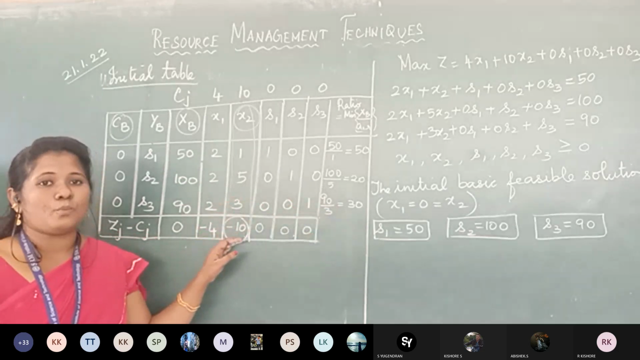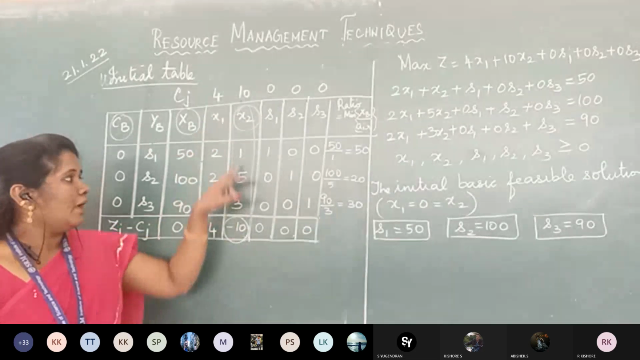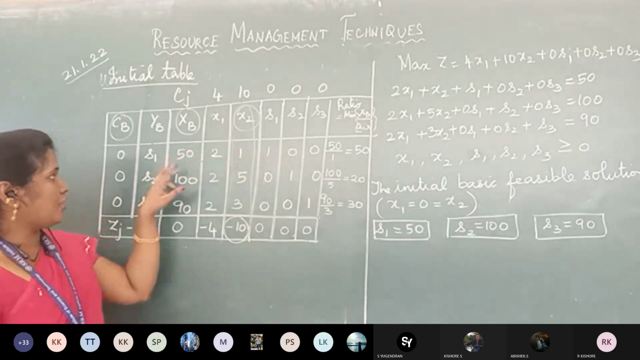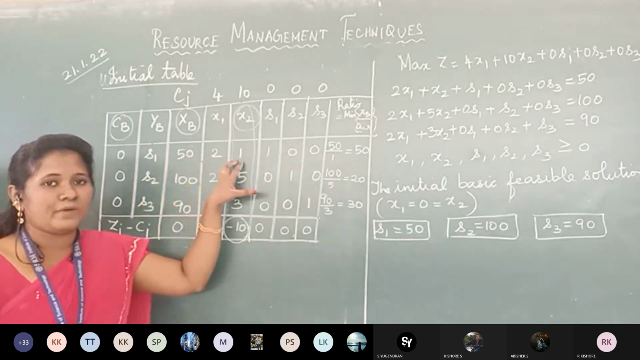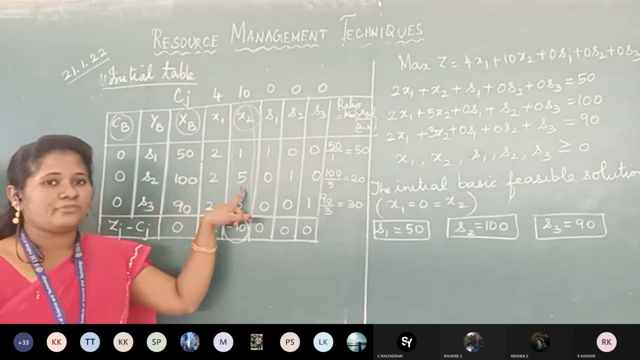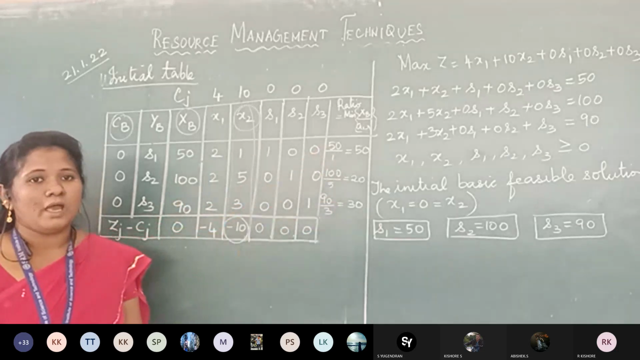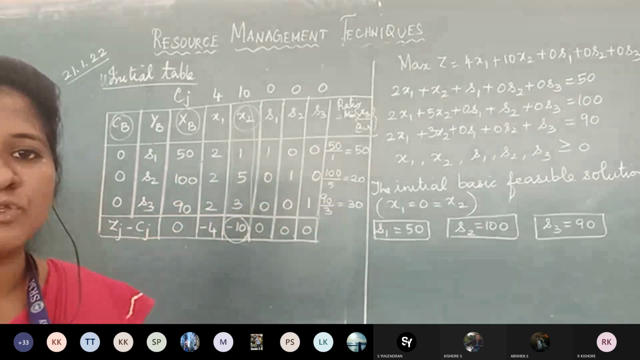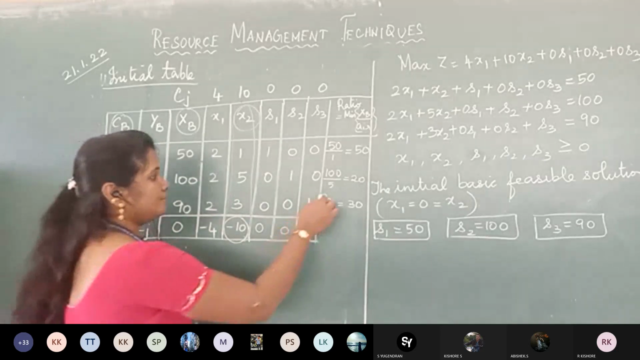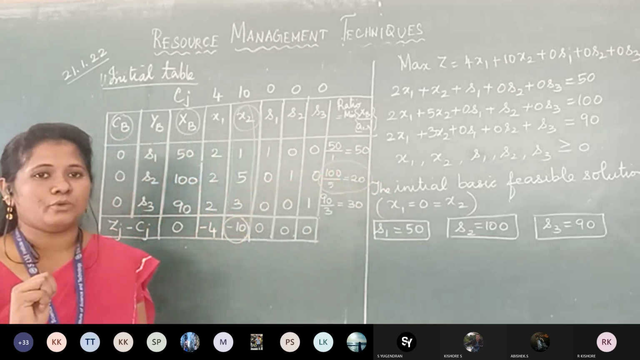You have to first find out your most negative value, find out the column. After finding out the column, with that column, you have to find out your ratio. So that ratio, how you'll find out: xb divided by that column. So 50 divided by 1, 100 divided by 5, 90 divided by 3. So we have found out the ratio. After finding out the ratio, you have to see which is your minimum value in that ratio. Which is your minimum value? This 20. 20 is your minimum value.